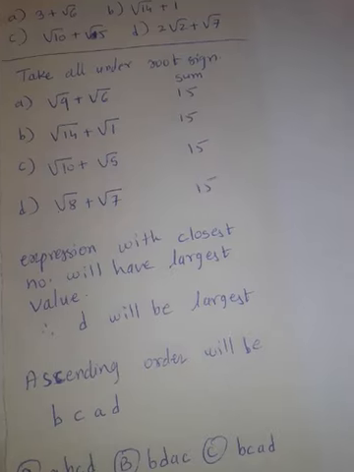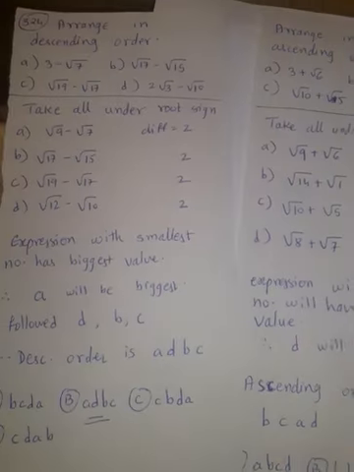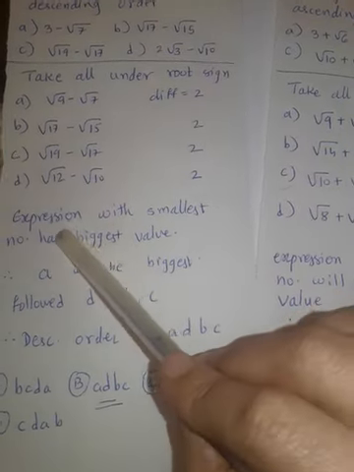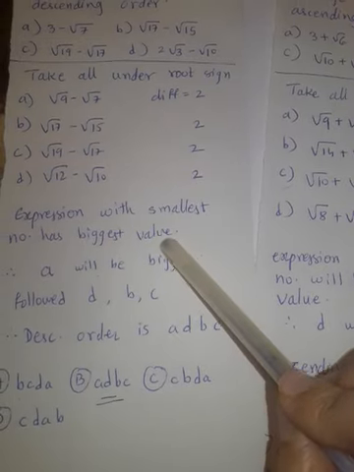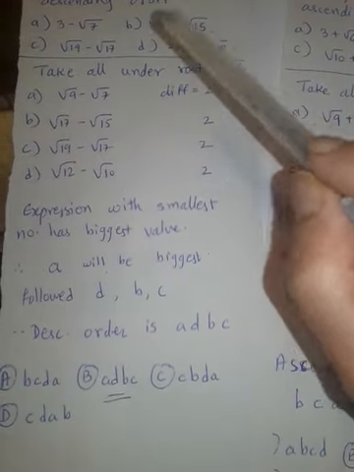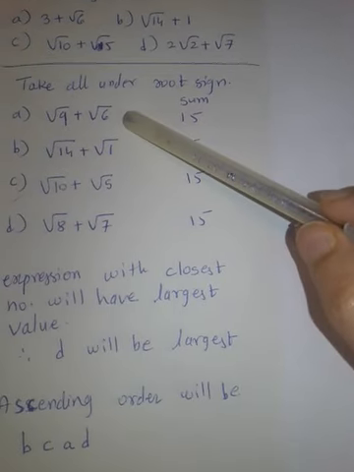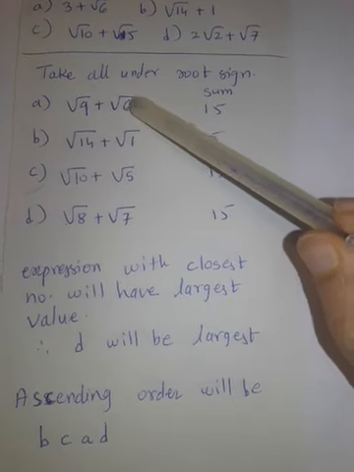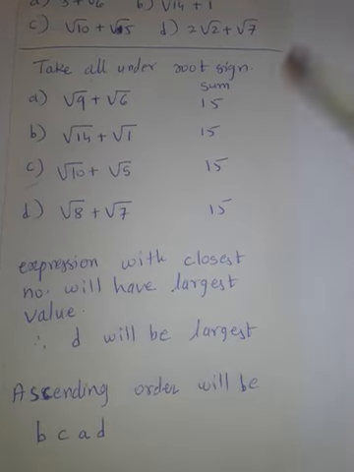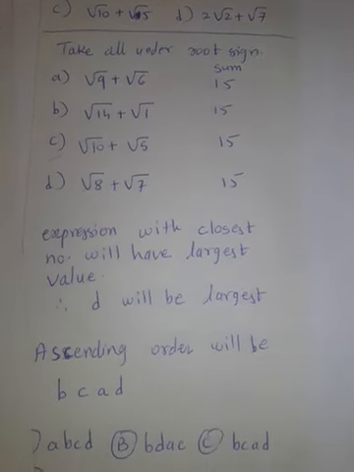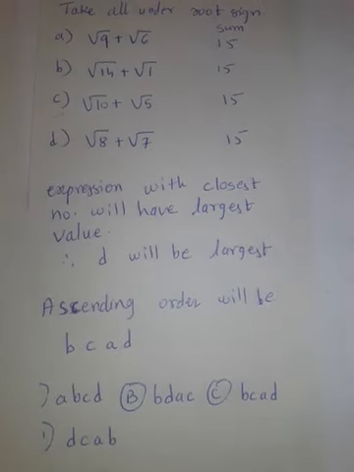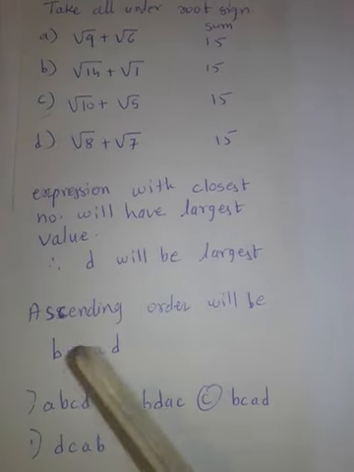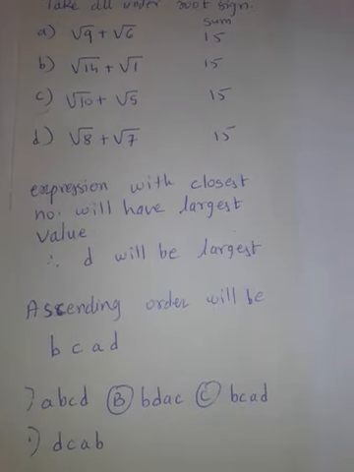So remember these two things. When there is minus sign, take the difference. Common difference aa jayega and the expression with smallest number has biggest value. Isme se smallest kaun sa hai wo dekh lo, that will have biggest value. And when there is plus sign, to sum nikal lo. Expression with closest number will have the largest value. Closest isme ye hai, so this will be the largest. Ascending pucha hai ki descending pucha hai, wo carefully dekh lena, kyunki answer exact ulta hota hai. Ascending is BCAD, so descending will be DACB. So if they have asked you ascending or descending, wo carefully dekh lena.